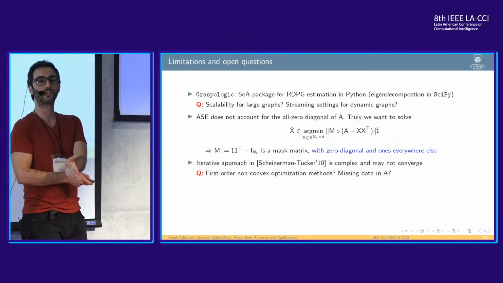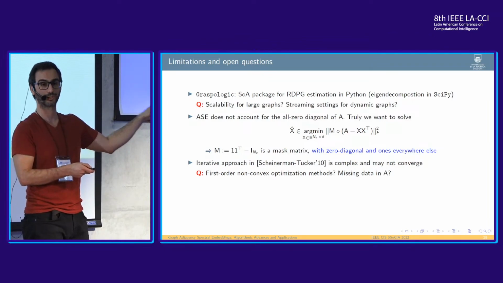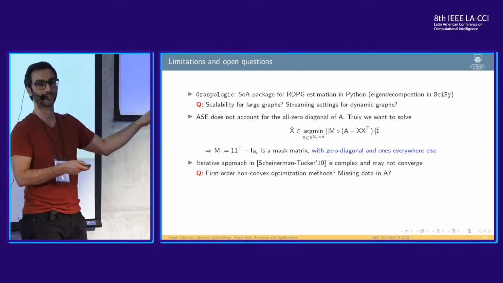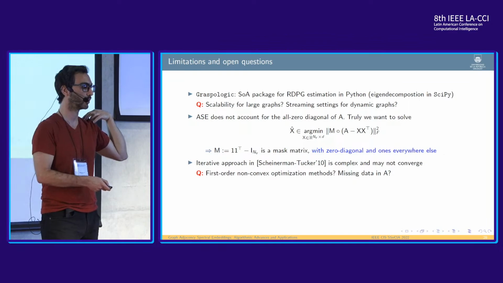So we lose the nice part that we had, a closed form solution that was the eigendecomposition, but it was a closed form solution of a problem that wasn't exactly the problem that we wanted to solve. So this is exactly the problem that we want to solve.